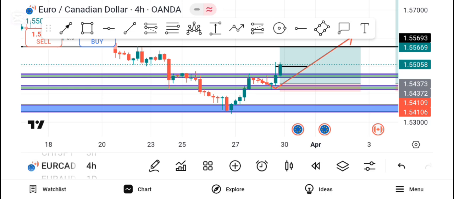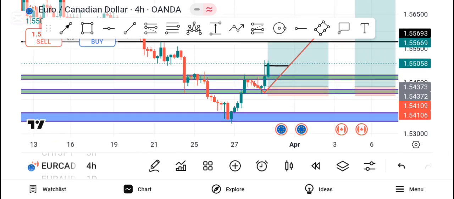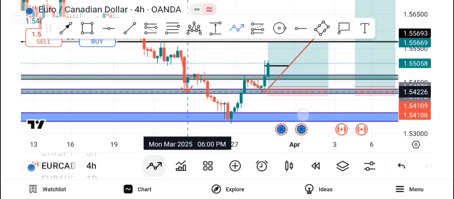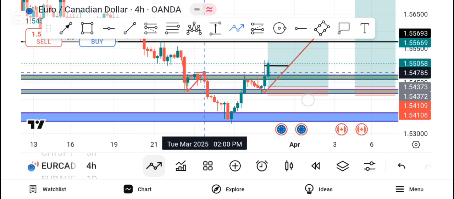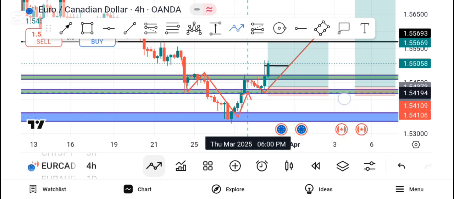Okay, guys. This is the 4 hour time frame. As you can see, the price was initially in a downtrend: lower low, lower high, lower low. It was going for this lower high, but it broke, creating a higher high, higher low. And I took the trade here with my candle confirmation.